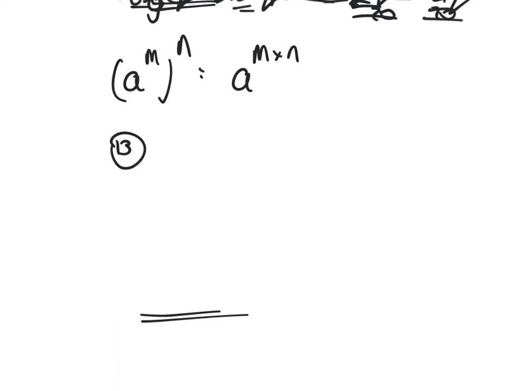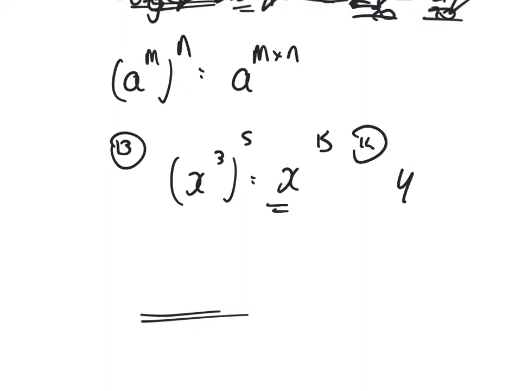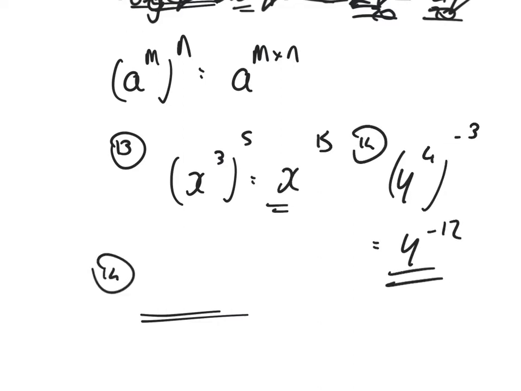Okay, let's now bring in a third rule, which is a to the power m brought to the power n is a to the power m times n. So for example, x cubed brought to the power 5, we would multiply the powers there, and that's x to the 15. y to the power 4 brought to the power minus 3, multiply the powers, and that would be y to the minus 12.